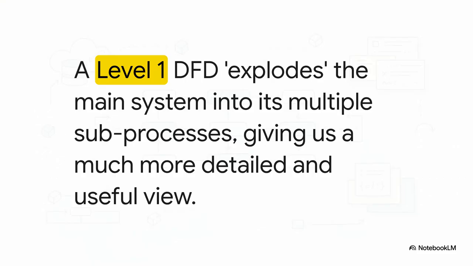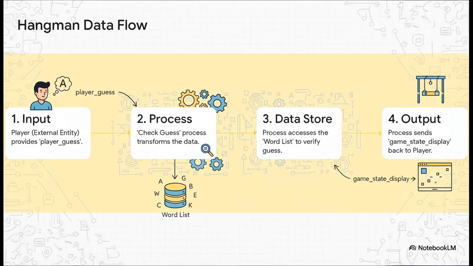Now, for our project, we are creating what's called a Level 1 DFD. See, a Level 0 diagram would just show the whole game as one big circle, which isn't super helpful. But a Level 1 diagram explodes that circle into all its key subprocesses. This gives us a much more detailed and honestly a much more useful view of how our game is really working under the hood.